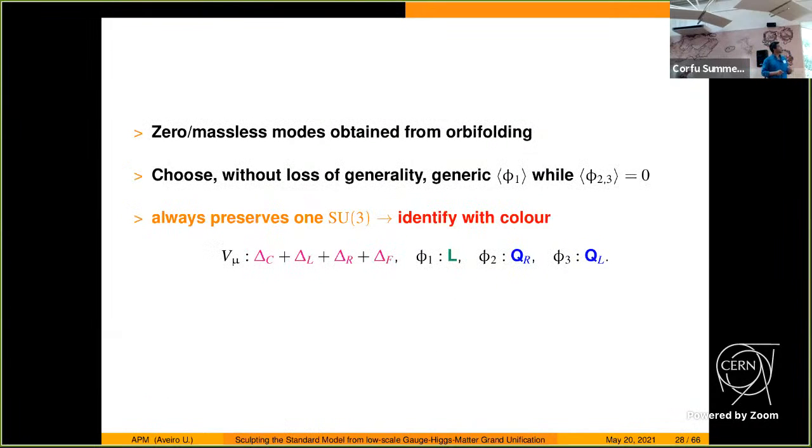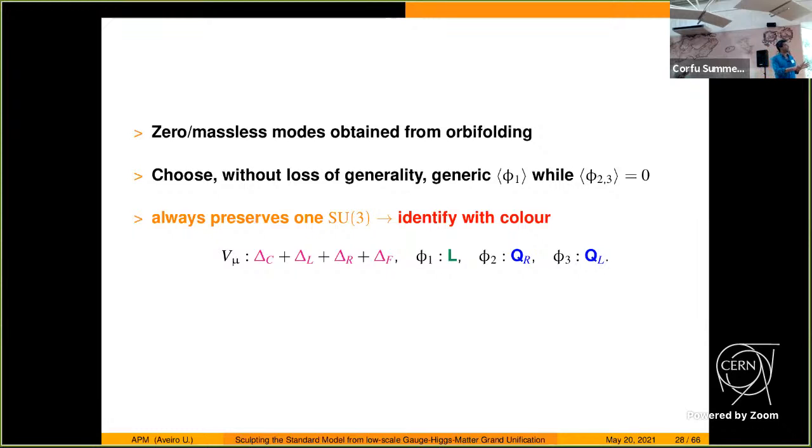Now we can also choose, because this is part of the freedom that we have in the model, which is not a lot, but we can choose generically to have only one Wilson line, which behaves as effective VEVs, in only one of them, in phi 1. And doing so, with the other two being 0, this always preserves one SU3. And that SU3 is immediately identified with color.